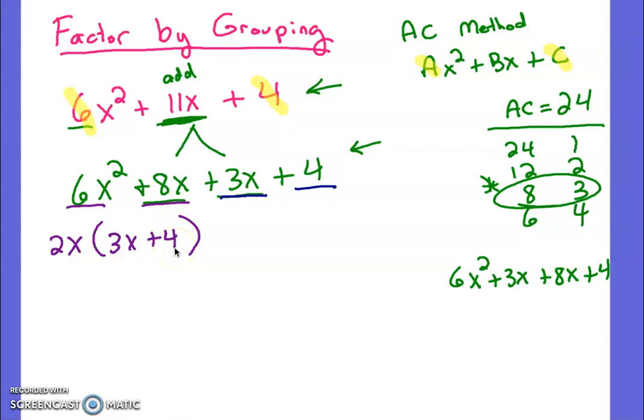Now look at the blue ones. What's common between the blue ones? Well, I don't see anything common except for maybe a 1. So let's divide each of them by 1. So the 1 is common. You always factor out something, by the way.